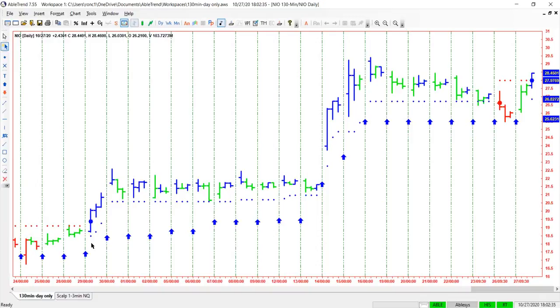Obviously, you've got the buy signal right there. You've got a buy signal on the 130, you've got nice support underneath it, and you've got the daily buy signal too. So everything is blue, and that's a good thing. That means we've got the odds really stacked in our favor.